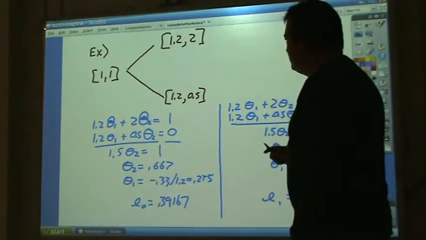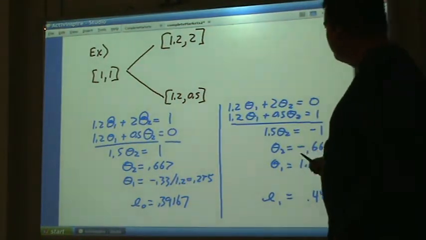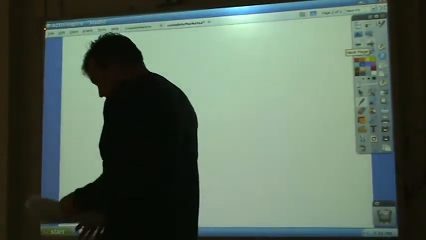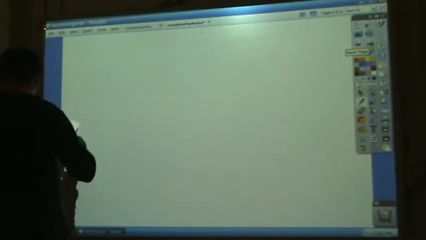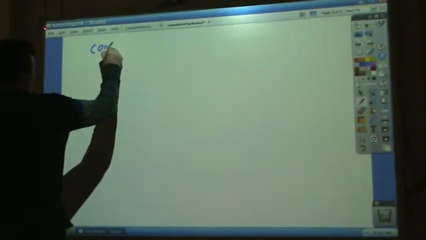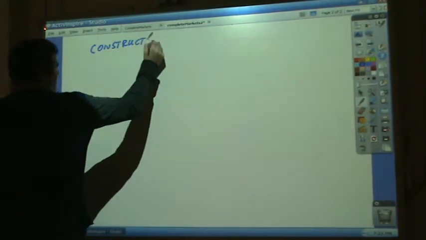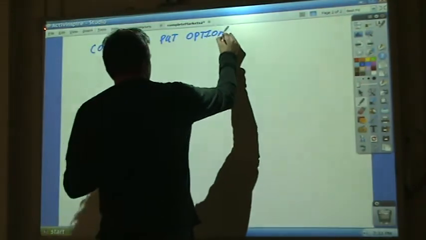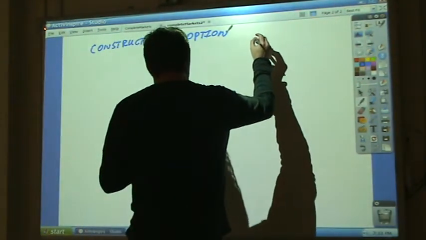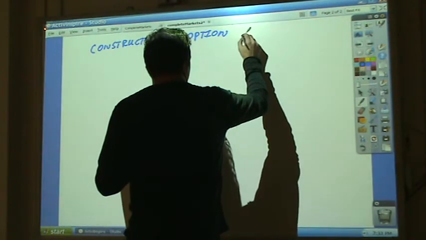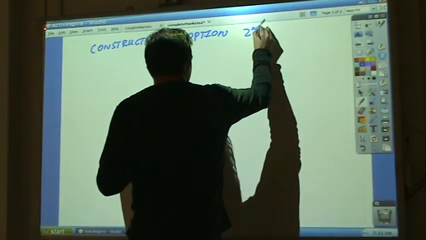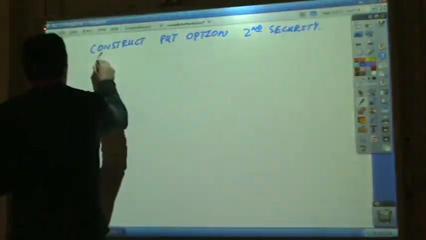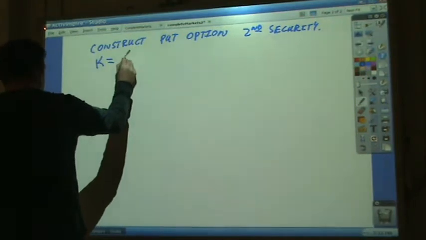So suppose this was a market that existed, and we decided we wanted to build a put option on the stock. Let's say the first one's cash and the second one's stock. We want to construct a put option on the second security, with K equal to $2.